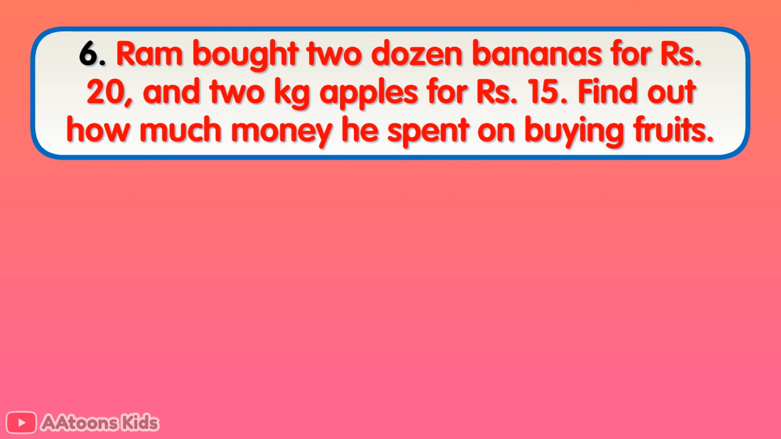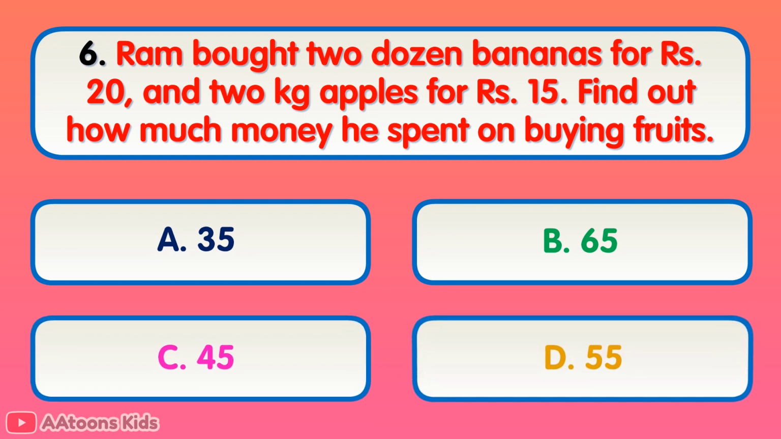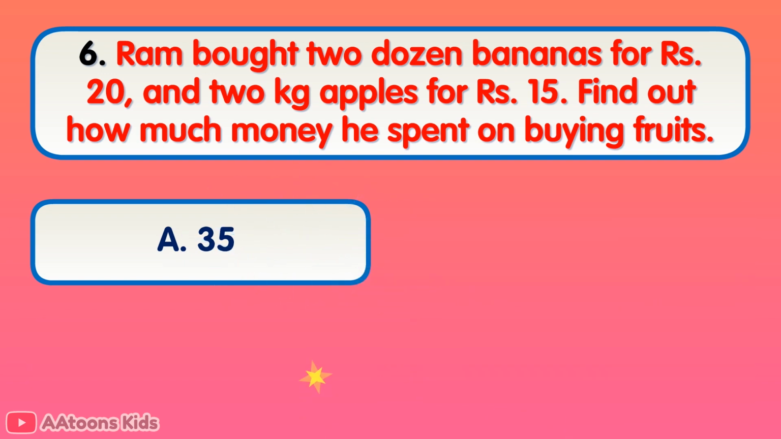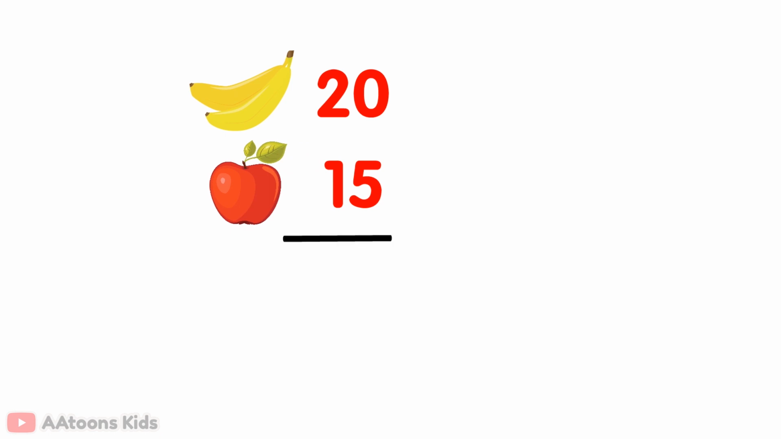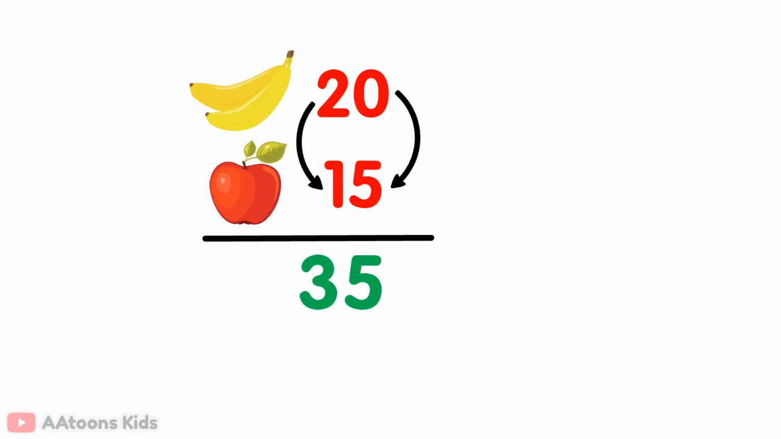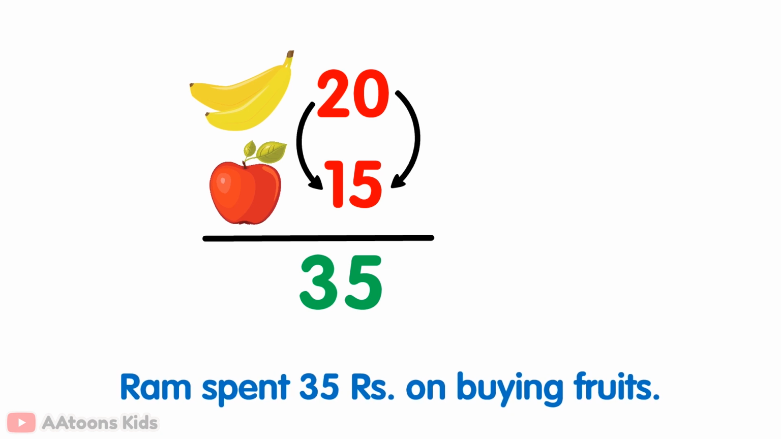Ram bought 2 dozen bananas for rupees 20 and 2 kg apples for rupees 15. Find out how much money he spent on buying fruits. We have to add the cost of all fruits to get the total amount. 2 dozen bananas is equal to 20 rupees. 2 kg apples is equal to 15 rupees. Now add. 0 and 5 are 5. 2 and 1 are 3. 35. Ram spends 35 rupees on buying fruits.